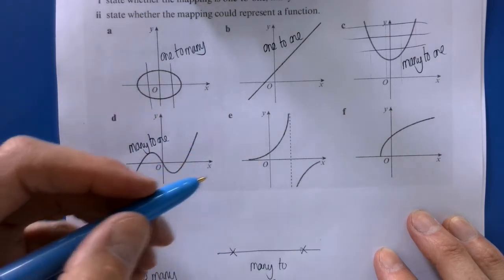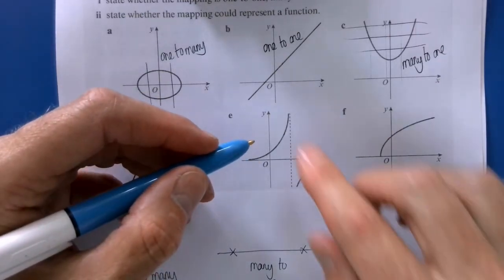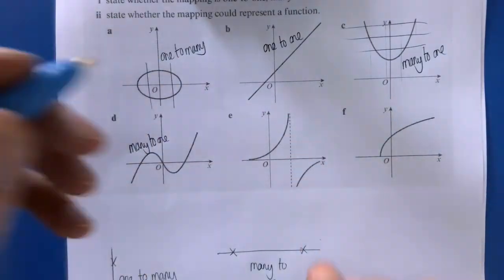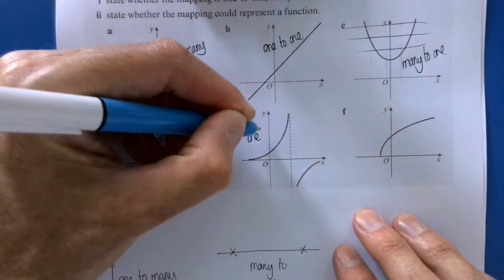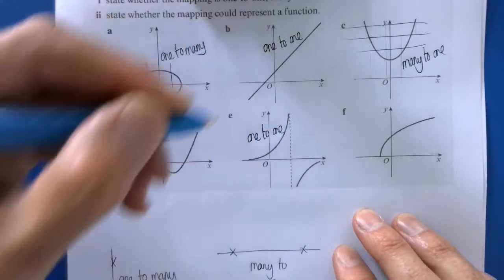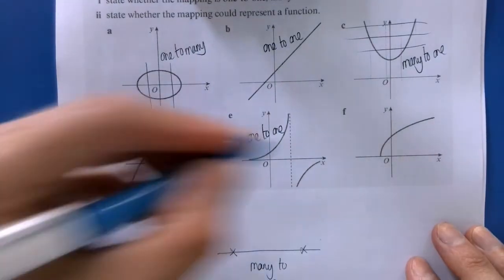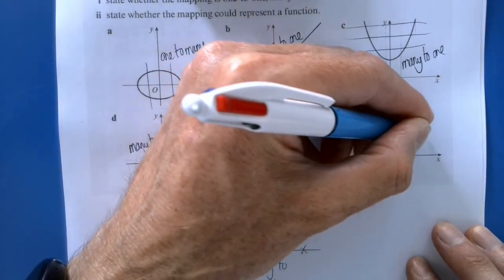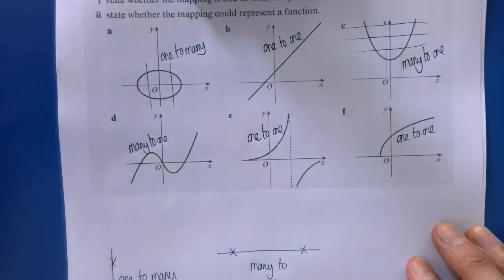Here, I've got a one-one function. Obviously the domain is limited, can't be that value, but for the values that it is defined for, it's a one-to-one function, and ditto for the last one, one-to-one. Hope that's okay. Let's move on.